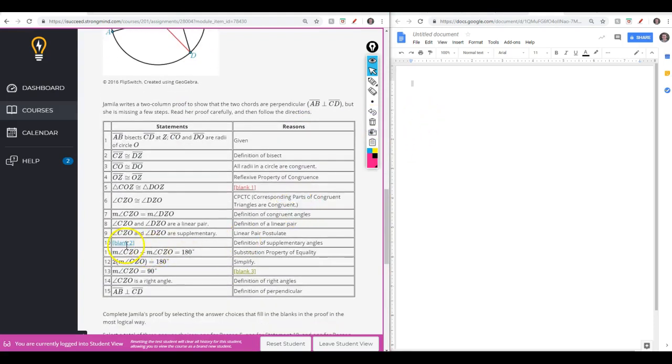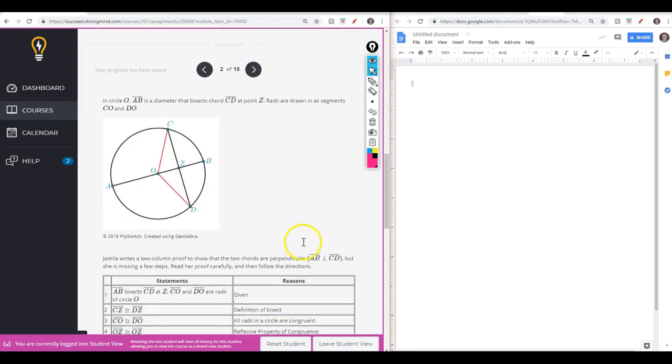Next, I jump to blank 2, definition of supplementary angles. Okay, this is what I would do to answer this one. I would go to this previous statement and notice that it has angles CZO and DZO are supplementary. So that would mean that I would lean towards a statement that had angle CZO and DZO. And then what is the definition of supplementary angles?